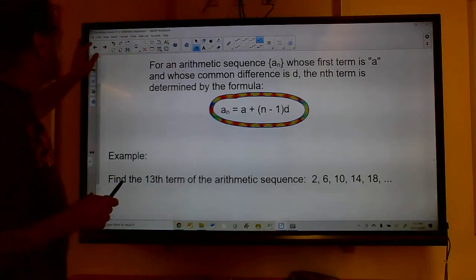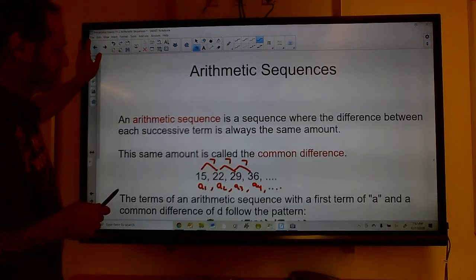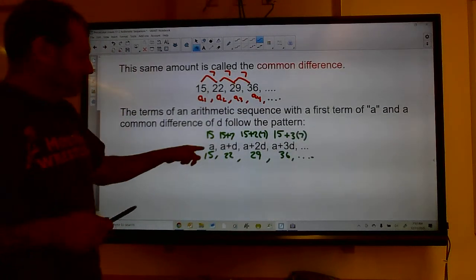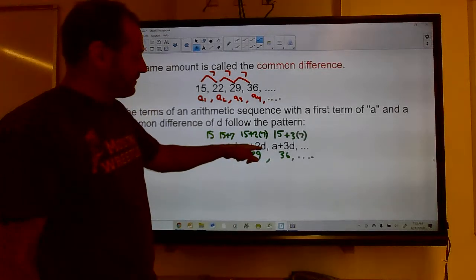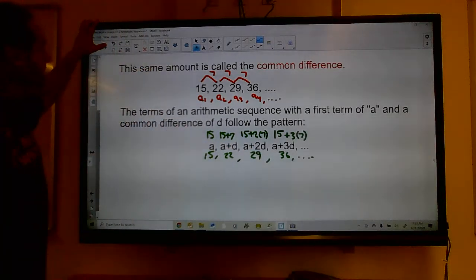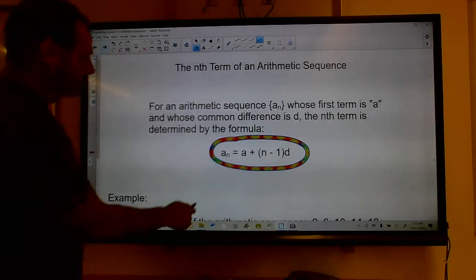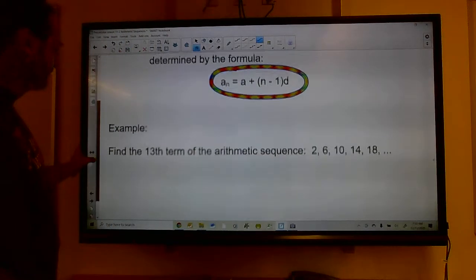So now it goes back to what we talked about back here, when we said that your first term and then the second term had 1 common difference, and your third term had 2 common differences, and your fourth term had 3 common differences. That's what this formula says. Your nth term has n minus 1 common differences plus your first term.